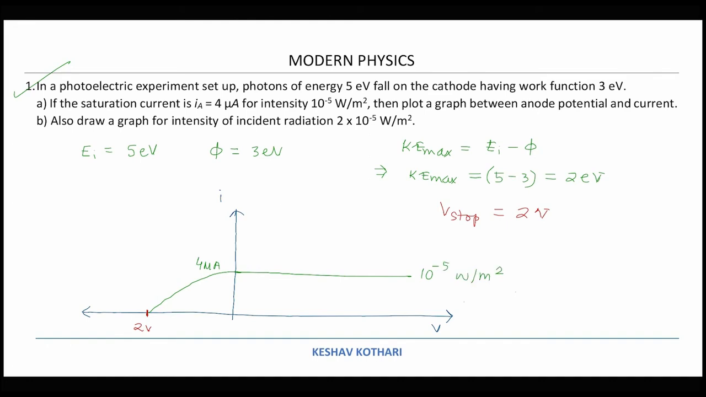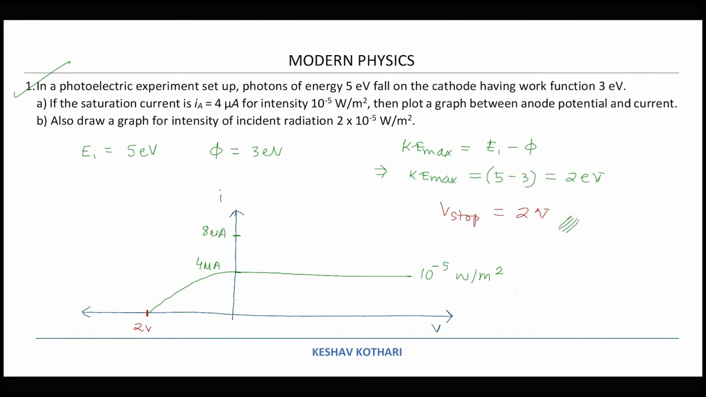Now in the second one the radiation is 2 into 10 to the power minus 5. So as the incident radiation is doubled, the value of saturation current will also get doubled. So this time the value of saturation current will be obtained at 8 microampere. Care must be taken that the stopping potential is going to remain the same.